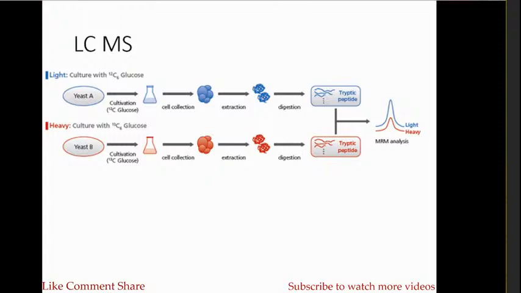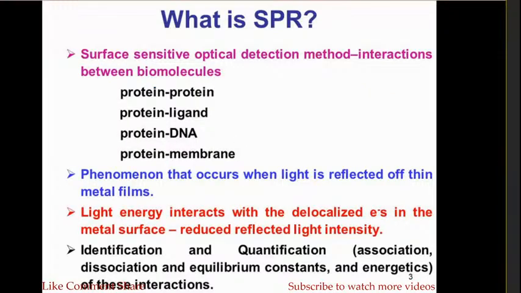plasmon resonance spectroscopy. In this method, it helps to detect the surface sensitivity of the protein. So we can understand the protein-protein interaction. We can understand protein-ligand interaction. We can understand protein-DNA interaction, protein-membrane interaction. All protein-related studies, surface-related studies, because the cell surface has n number of proteins, these surface protein related topics are covered, and are identified by surface plasmon resonance spectroscopy.